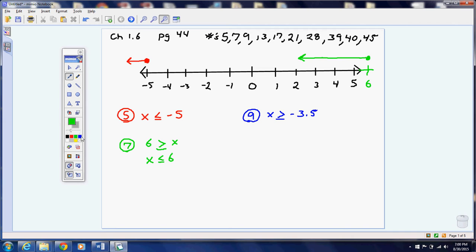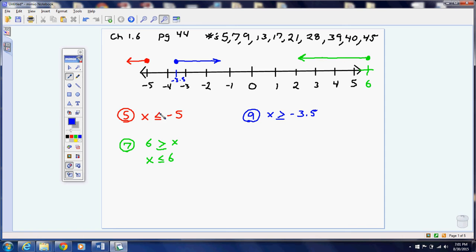Okay, number 9. We have X is greater than or equal to negative 3.5. Let's see, negative 2, negative 3, negative 4. So right in between negative 3 and negative 4, we'd have negative 3.5. Greater than or equal to, so it'd have to be a filled in dot again. And everything that is bigger than negative 3.5 as well. So we'd have an arrow pointing this direction.